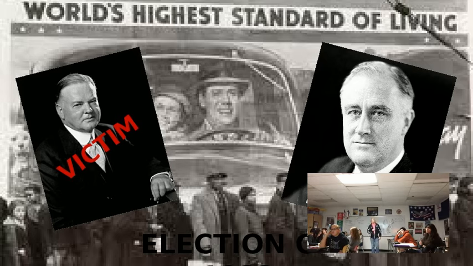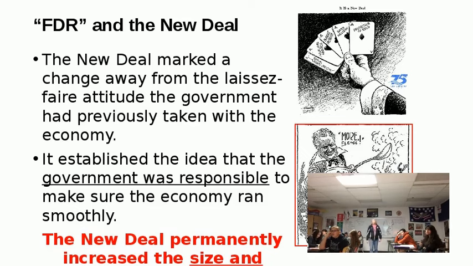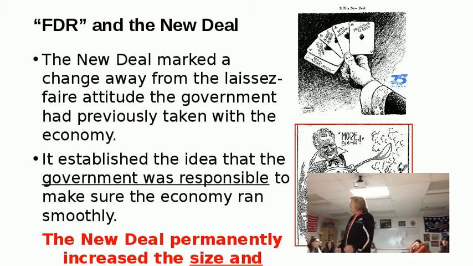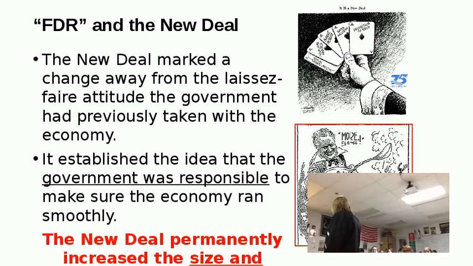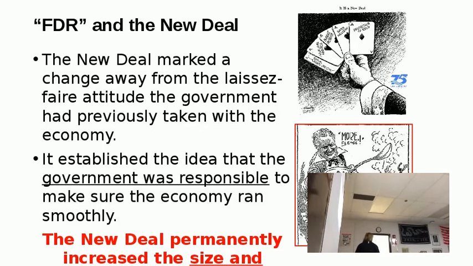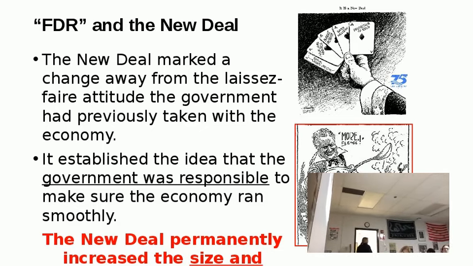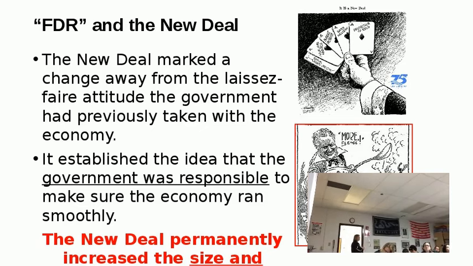So FDR comes in, and he says, I have a new deal for America. That's what he ran on, this idea of a new deal. The problem was, as he's running, saying, I'm going to give a new deal for America, he didn't know what that deal was yet. He didn't have a plan. However, as soon as he got elected, he got his closest advisors together. They're known as the Brain Trust. And they actually came up with what's known today as the New Deal.